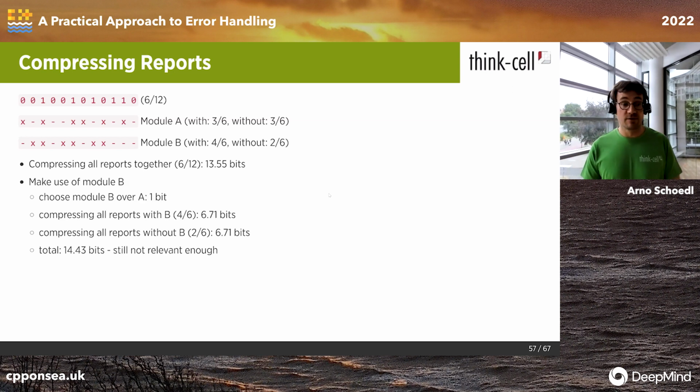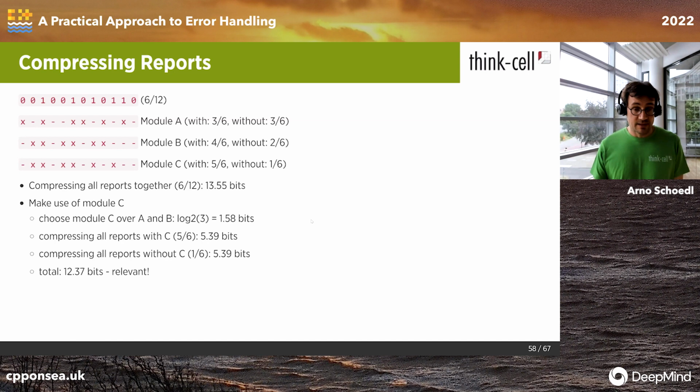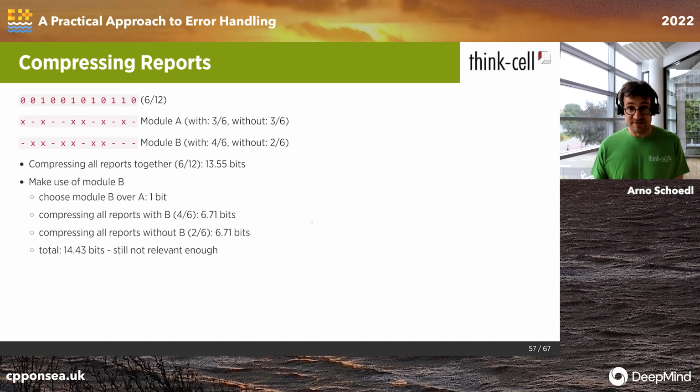Okay, now we do the same thing with module B. And there, you again need 1 bit, but now you have 4 out of 6 or 2 out of 6, so you need fewer bits to encode your occurrences of the problem. That's 6.71 bits each. Now the total is 14.43 bits, and that's still not good enough to be relevant, versus the 13.55 bits. Still not good enough. So 4 out of 6 is not enough.